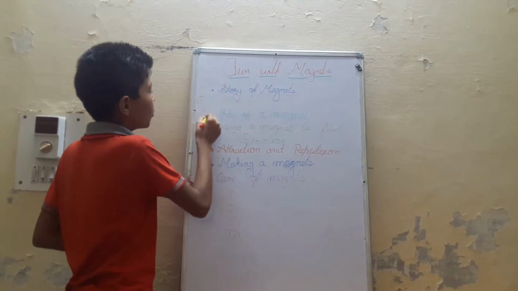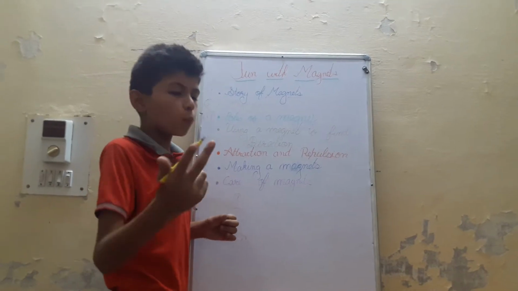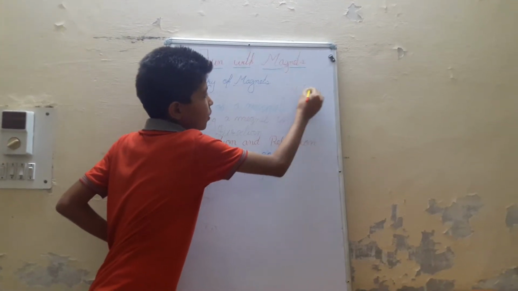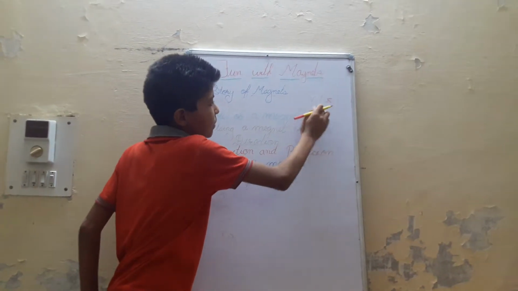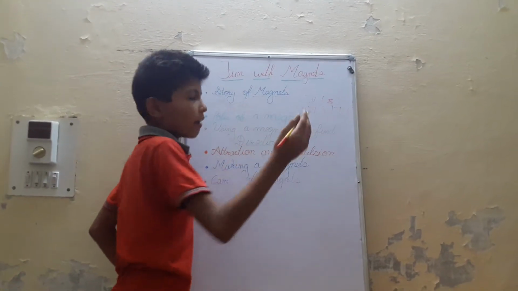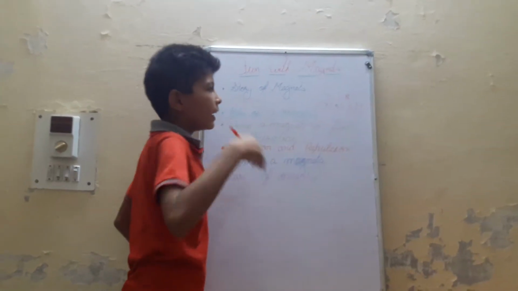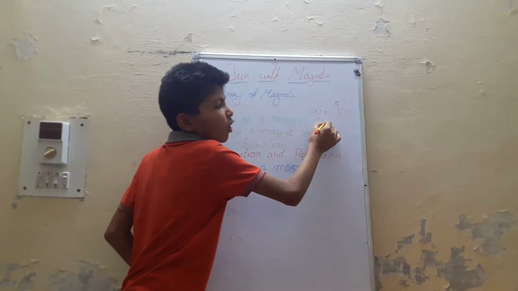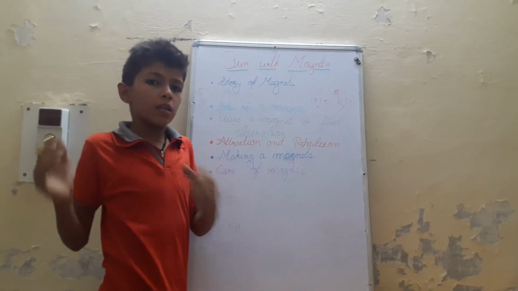Now, the poles of a magnet. As we know, friends, a magnet has two poles: north pole and south pole. If we break this magnet into two pieces, these also have a north pole and a south pole. It never ends. If you break them into two pieces, they will also have a north pole and a south pole. Every magnet has a north and a south pole.